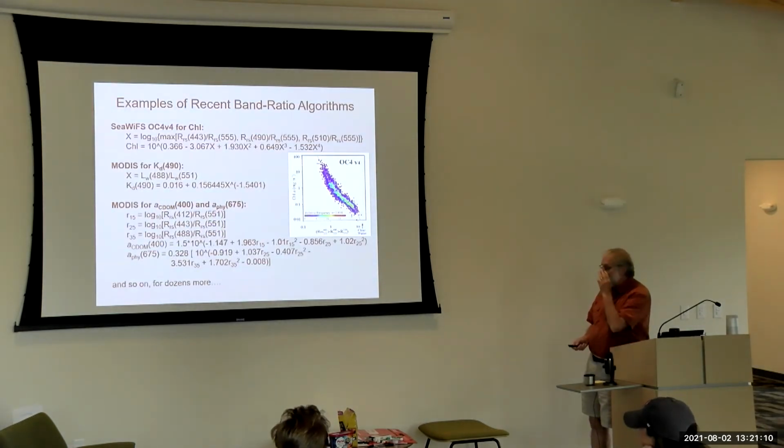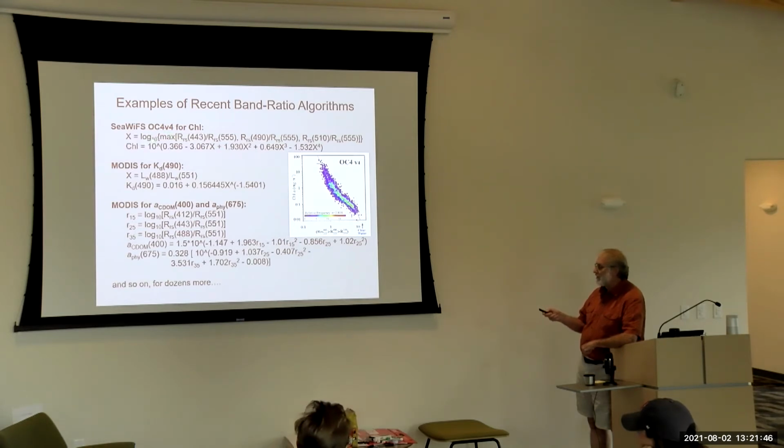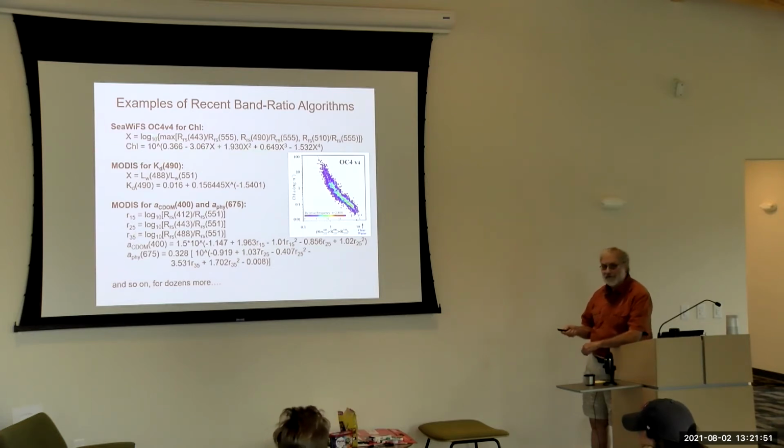Okay, now as for band ratio algorithms, that little one I showed you is what started it all, and it worked pretty well. And then of course, people started cooking up fancier band ratio algorithms. So here's one, for example, the SeaWiFS OC4 version 4 to retrieve chlorophyll. What that says is, look at the ratio of 443 to 555, 490 to 555, and 510 to 555. Look at those 3 ratios, take the biggest one, then take the log to the base 10 of that biggest ratio, and then plug that into this little formula, and you get back the chlorophyll.